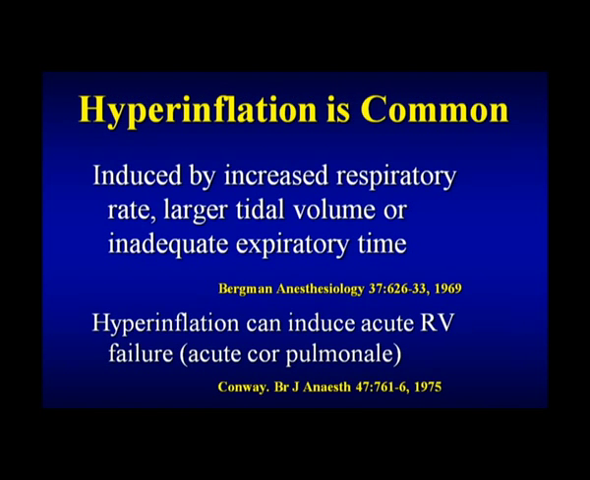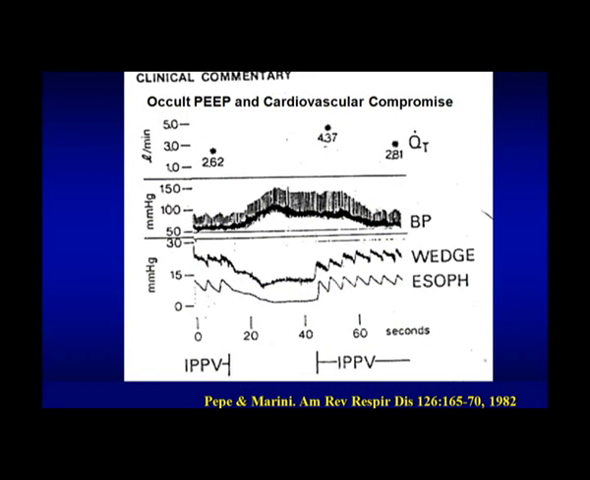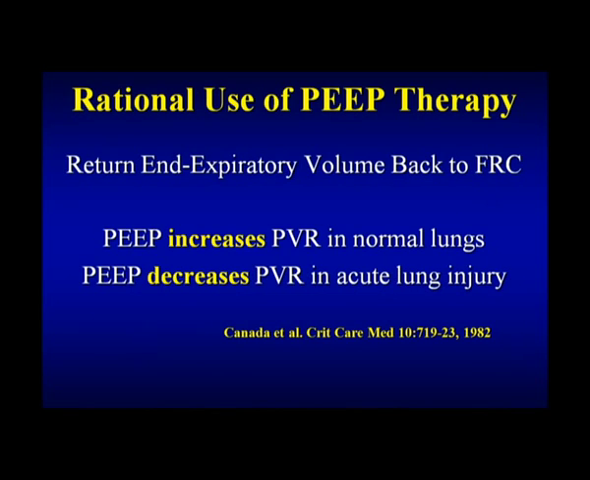Hyperinflation in COPD is profoundly common, and as Marini and Pepe showed in their nice paper, if you just take a patient and remove them from the ventilator, when they're hyperinflated, their esophageal pressure will fall, as you can see, and the cardiac output rises from 2.6 to 4.7 because of the fact that the hyperinflation increases vascular resistance.